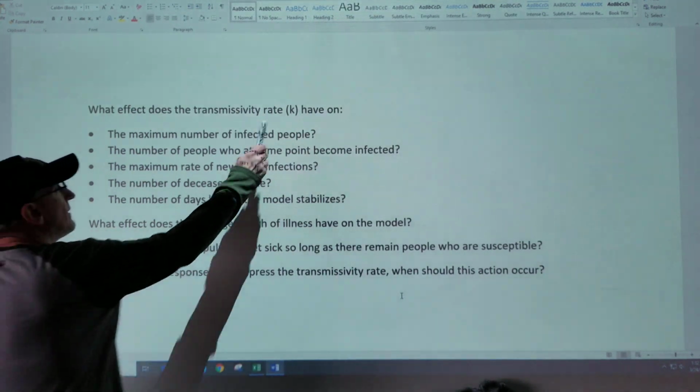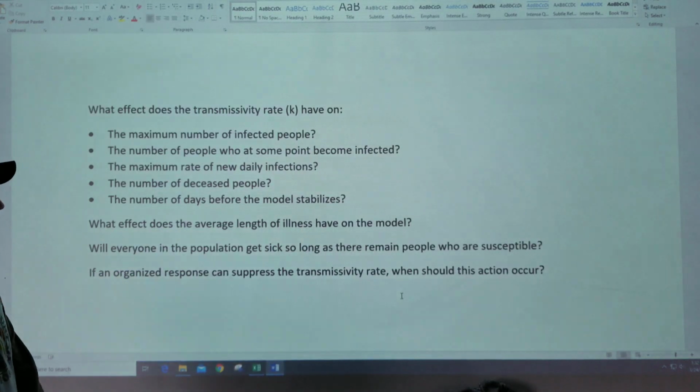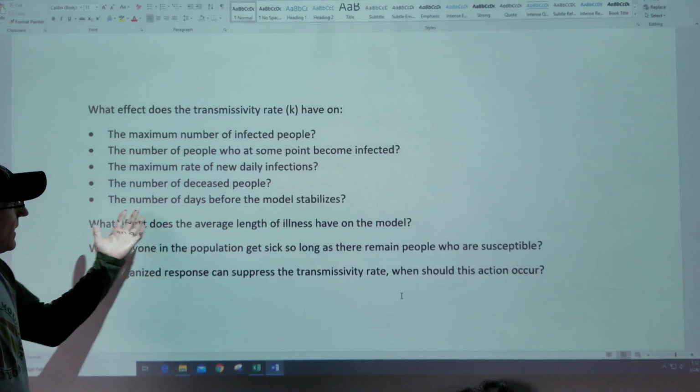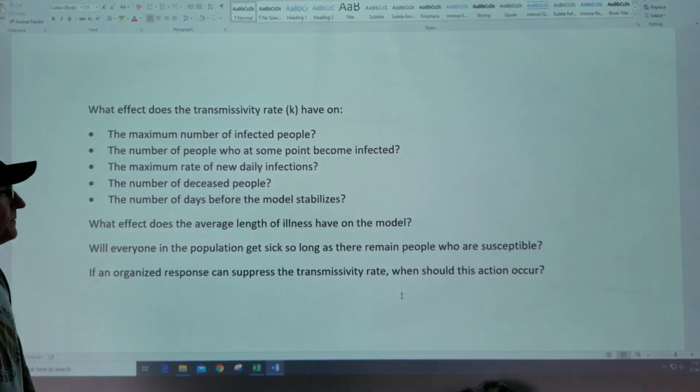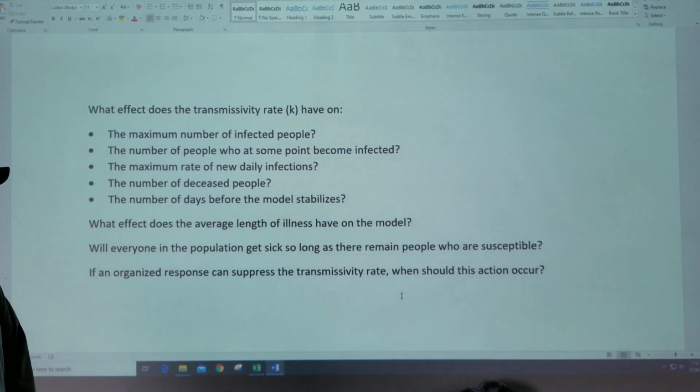What effect does K have on the number of deceased people? I mean, some people are going to die. Does K have an effect on that? What about the number of days before the model stabilizes? Turns out K has an effect on all these things, and I'll do my best to answer each one of these questions for a variety of K values.